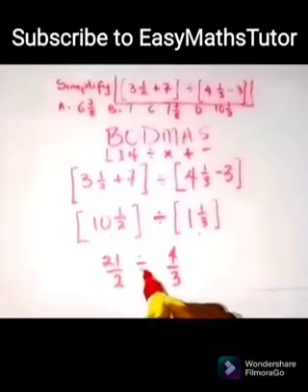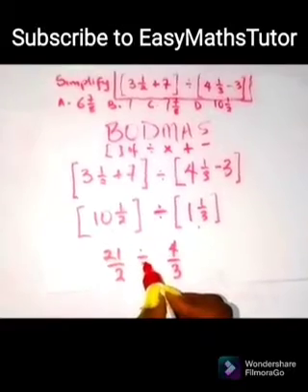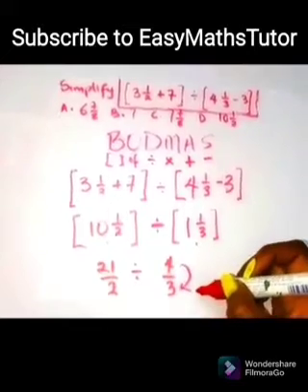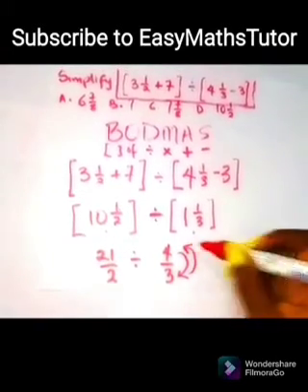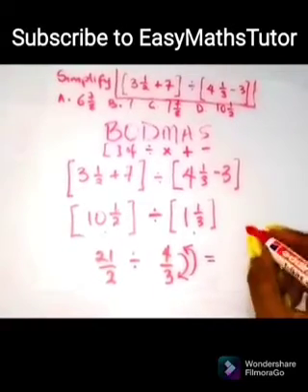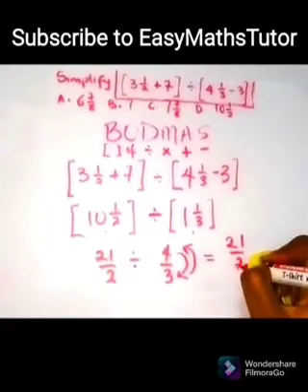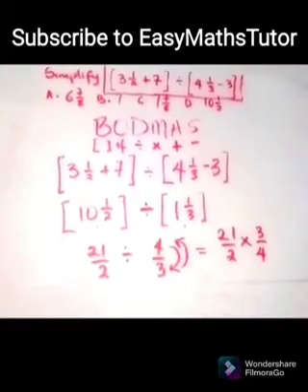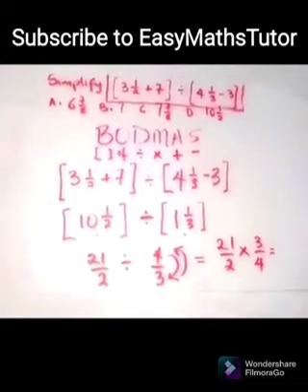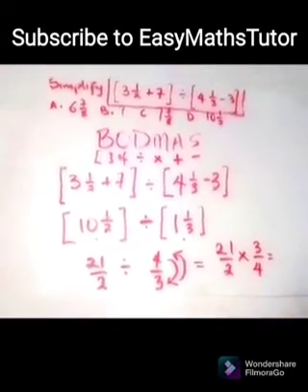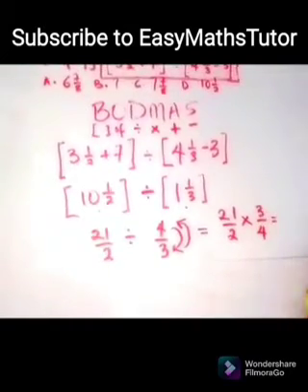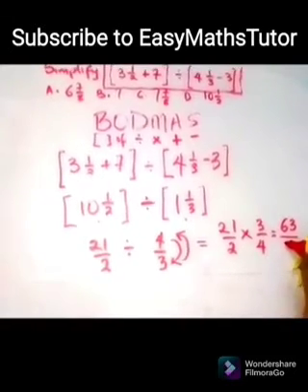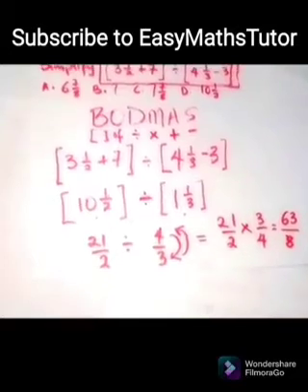Remember, for us to be able to divide this, we need to convert it to a multiplication sign. Therefore, this numerator will go down to the denominator, while the denominator will go up to the numerator. So we will write it like this: 21 all over 2 times 3 all over 4. So that will give us 21 times 3 gives us 63 all over 2 times 4, which is 8.